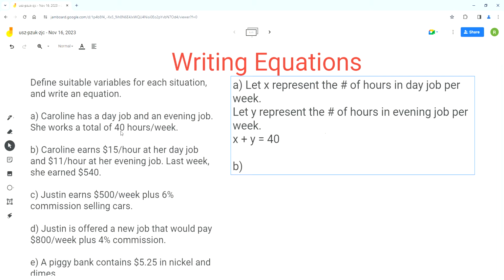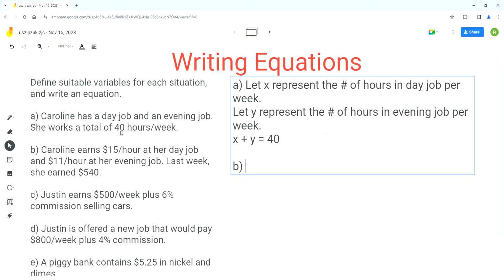In part B, we are given that Caroline earns $15 per hour at her day job and $11 per hour at her evening job. And last week, she earned $540. So now we'll have to use variables for the number of hours she worked in her day job and the evening job last week because we are given that the total amount of money she earned last week is 540.